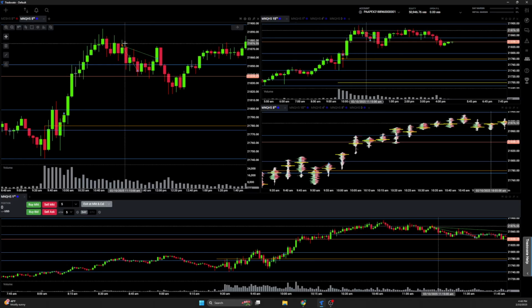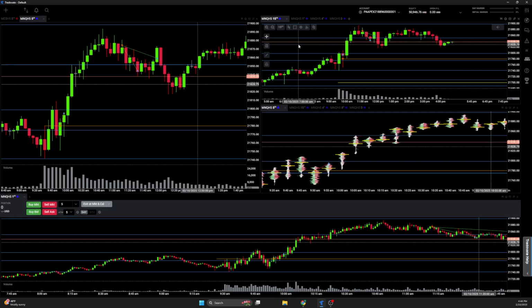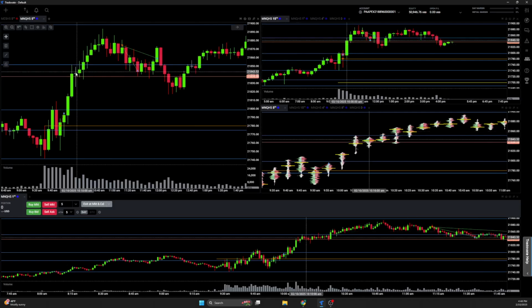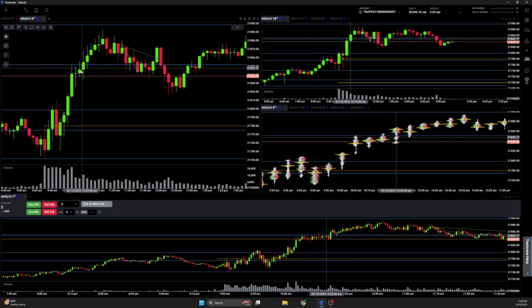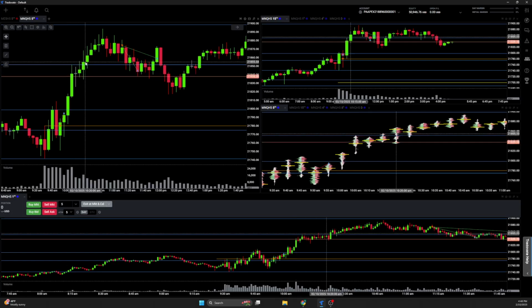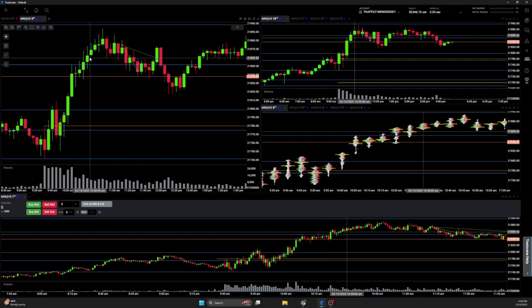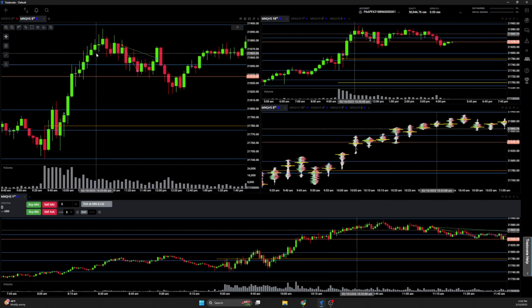I took another short here, and the reason why I did is because of a few things. First thing I notice is as we approach this level, we start to get these long upper wicks telling me that price is trying to push higher and failing, right? That's not really a sign of a super strong uptrend.